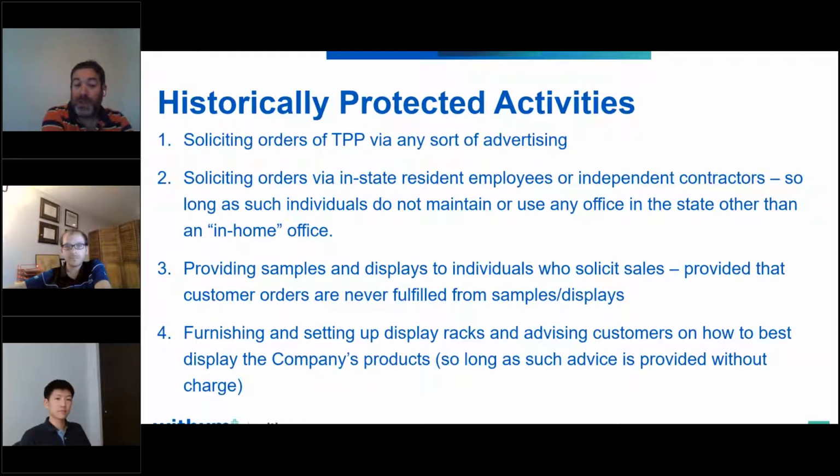Vacuum cleaner salesman, the missionary salesman who goes off and goes around on his rounds and is looking to write up sales. Providing samples and displays to individuals who solicit sales. It only makes sense that your sales force can give away some samples, that they have display merchandise. Again, you can furnish and set up display racks. So if you sell to CVS, you can provide CVS with an end cap display so that they can market your goods most effectively and drive those sales. Moving right along.